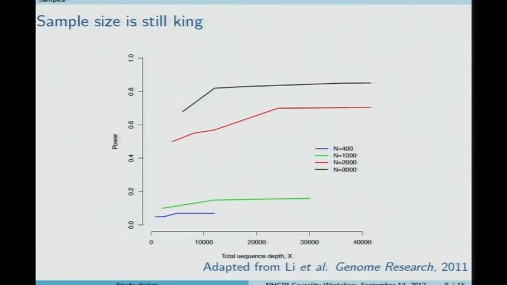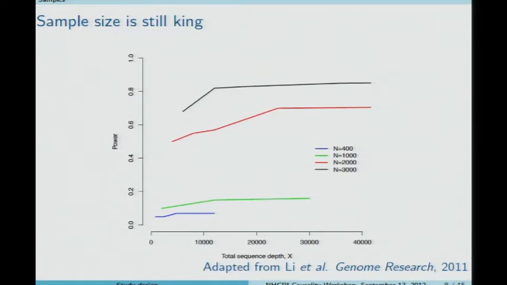Turning from analyses to samples, I think I've mentioned this already and I'll come back to it again. It's a bit of a hobby horse of mine that sample size in sequencing is still king. It's, if anything, more important than it was in GWAS because the types of variants that we're pursuing require even larger samples. And this is a figure adapted from a paper of Gonzalo's, actually, from last year.